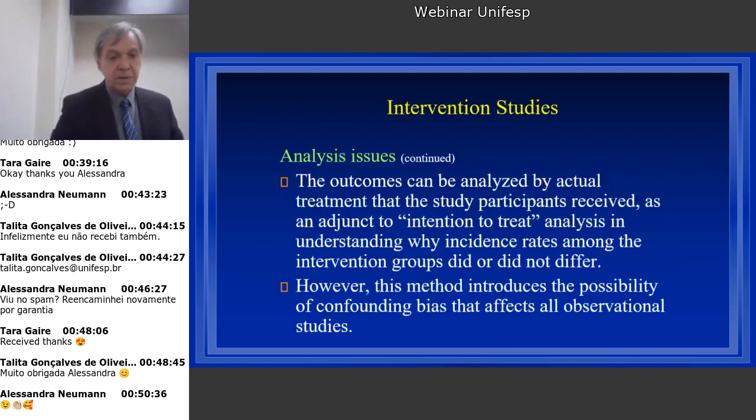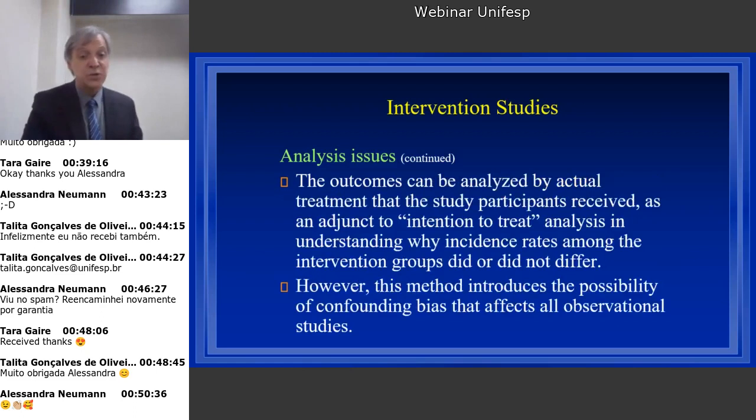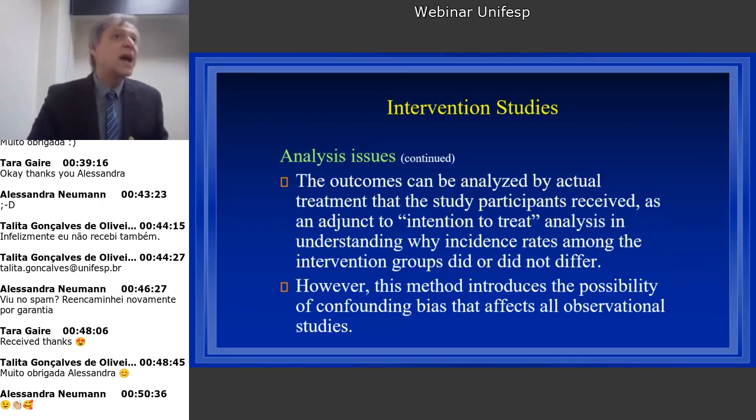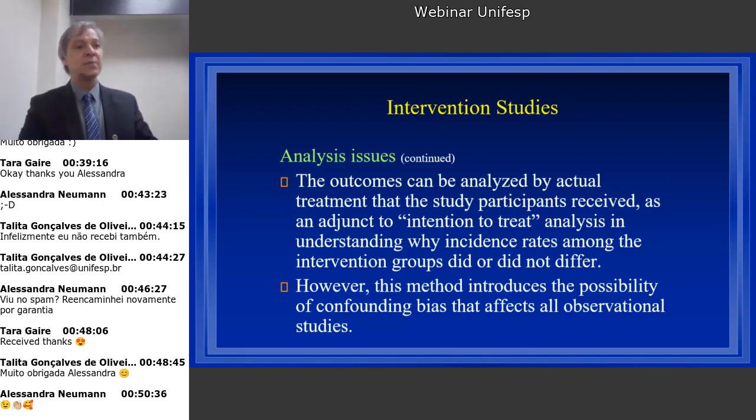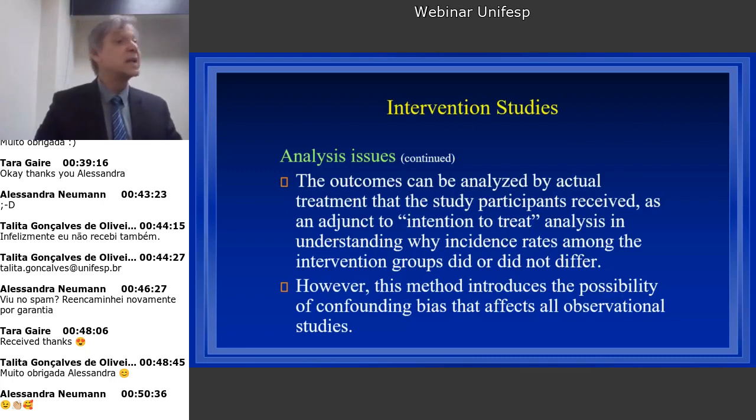Okay? The outcomes can be analyzed by actual treatment that the study participant received as an adjunct to intention to treat. So yes, you can analyze them like they are at the end of the study, but you also do the intention to treat analysis. You do both. Okay? Why do you do both? Because that's your reality. Always do intention to treat, and if you like, you also analyze them with whatever they end up. So you have two analyses. If they are both the same, you don't lose anything. If they are very different, you stick to the intention to treat analysis.